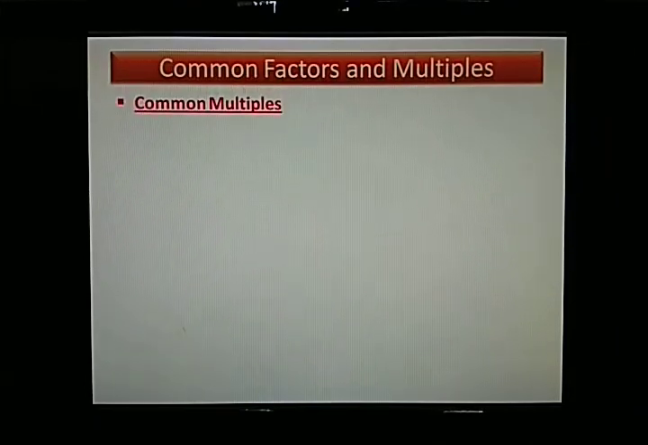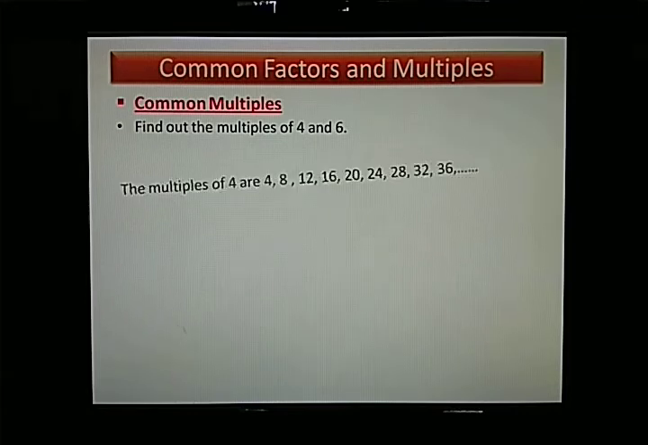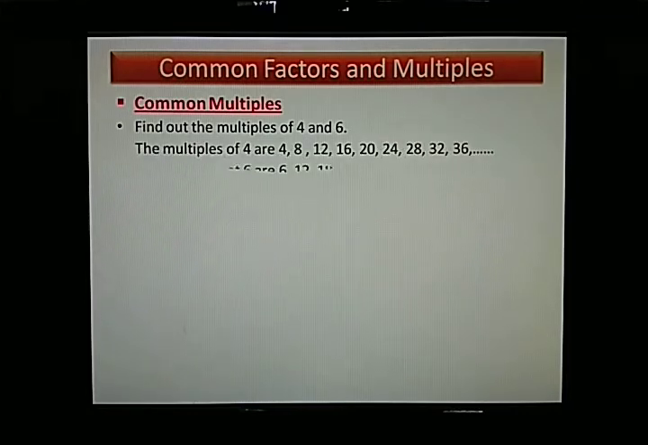This is also similar to common factors. We have to find the multiples, and we all know, according to the properties of multiples, the multiples of a number are infinite. We cannot say it is finite or limited. It is infinite. So if you are told to find the multiples of two numbers, say in this case 4 and 6, there may be a lot of numbers which are common.